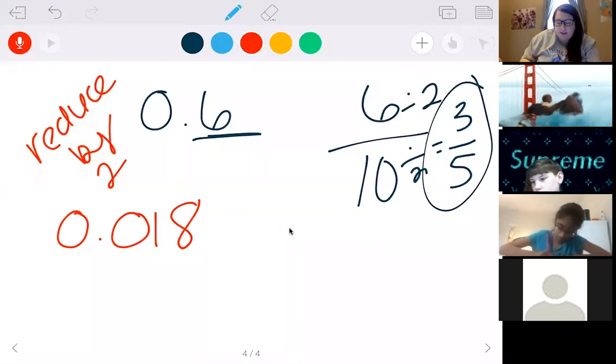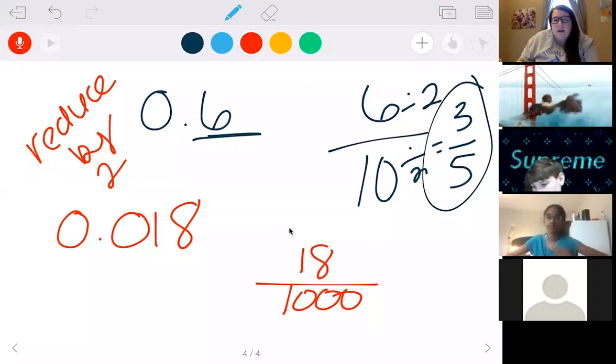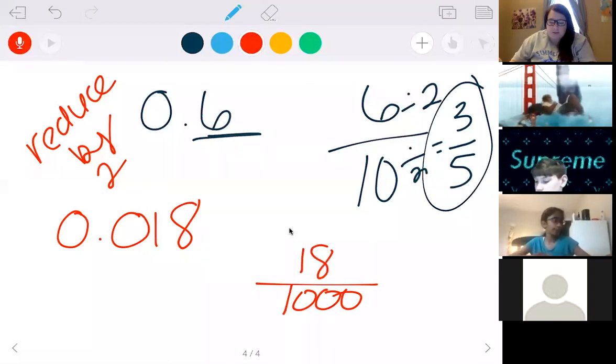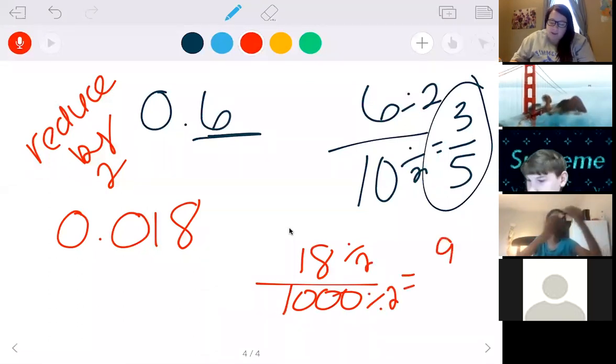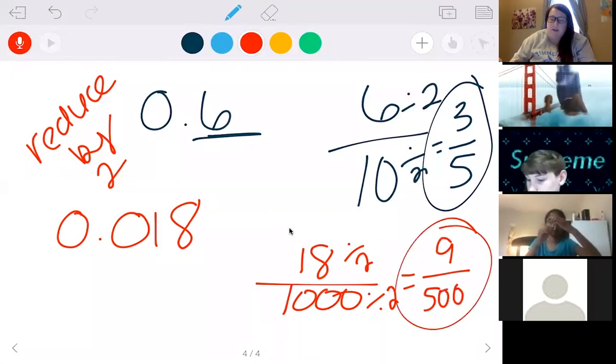All right, so let's do this one. It's in the thousandths place. So 1,000 is going to be the bottom denominator of my fraction. 18 is going to go on top. I already told you reduce by 2 on this one. So 18 divided by 2 is 9. 1,000 divided by 2 is 500. So 9 over 500. Okay?